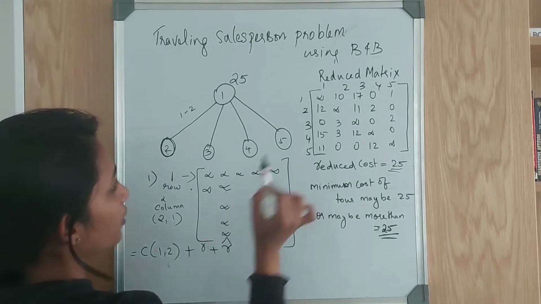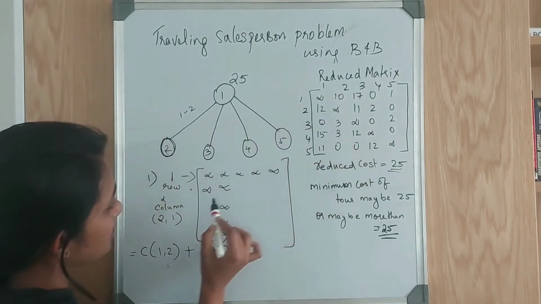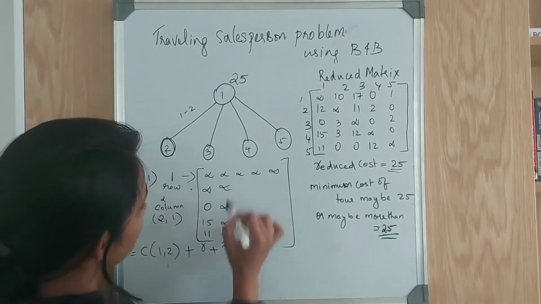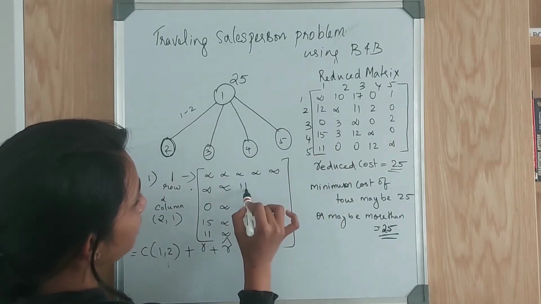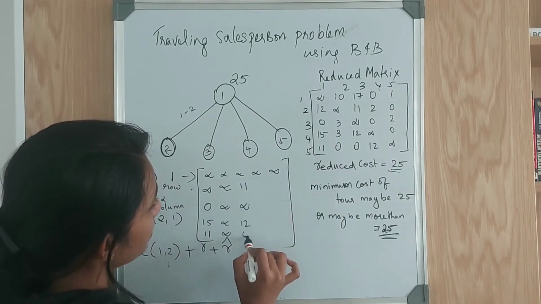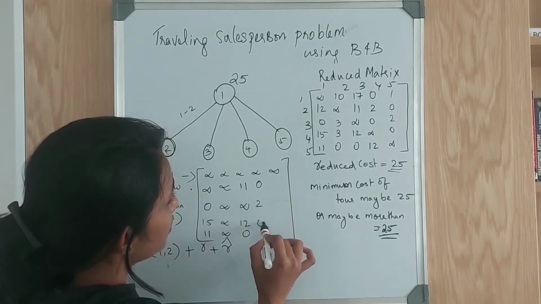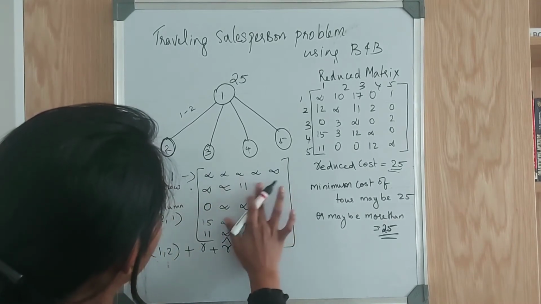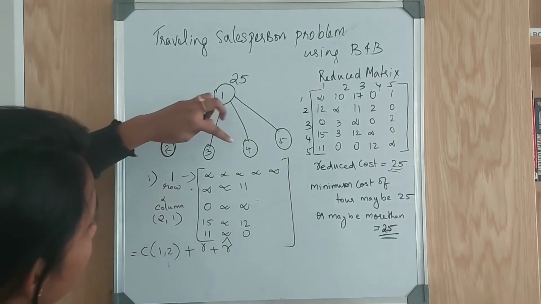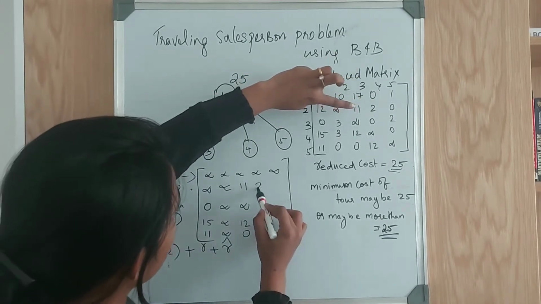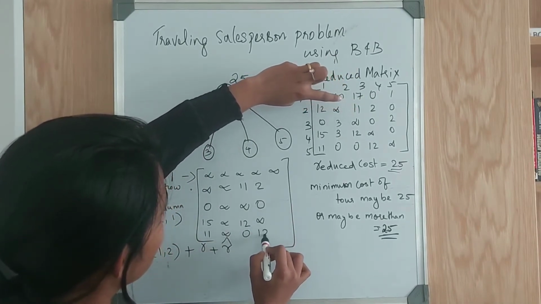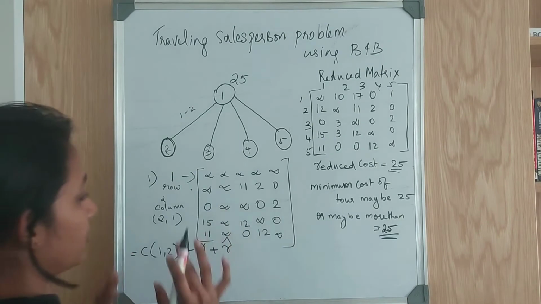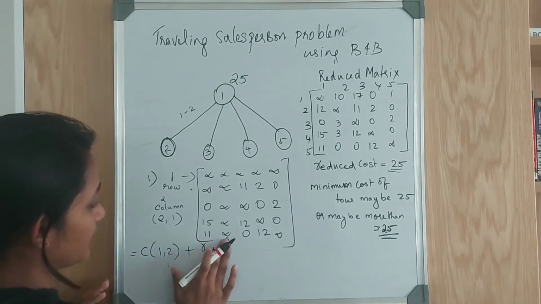And then what are you going to do? You write the other weights as such. That is 0, it is 15, 11, and here it is. So this is infinity, ignore it. This is 11, infinity, 12, 0, 0, 2, 0, 0, sorry, so you have to ignore 0 here. Okay, 2, 0, infinity, 12, 0, 2, 0, infinity. So you've got this.